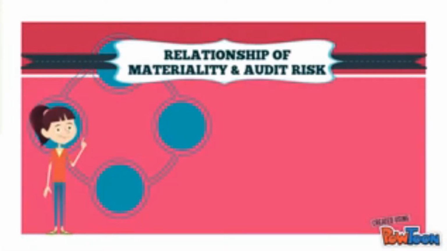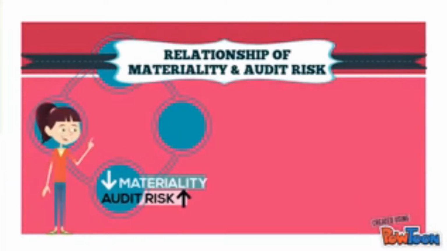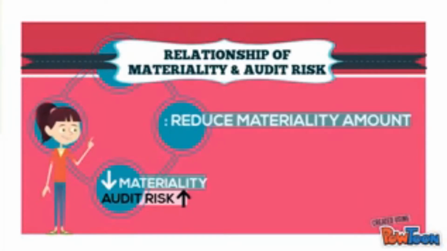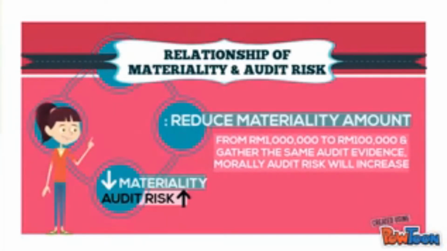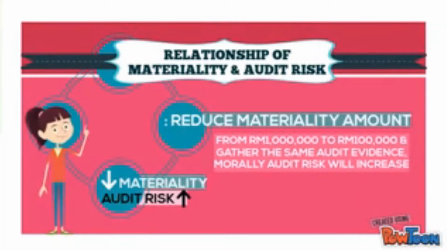Next, how do materiality and audit risk relate? There is an inverse relationship between materiality and audit risk. The lower the materiality level, the higher the audit risk. For example, reducing the materiality amount from 1 million ringgit to 100,000 ringgit and gathering the same audit evidence, audit risk will increase.